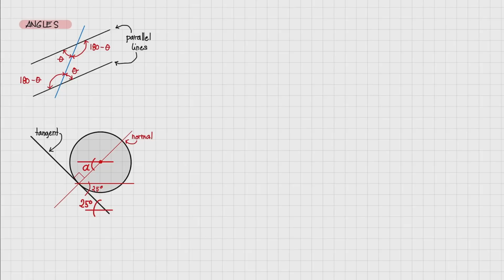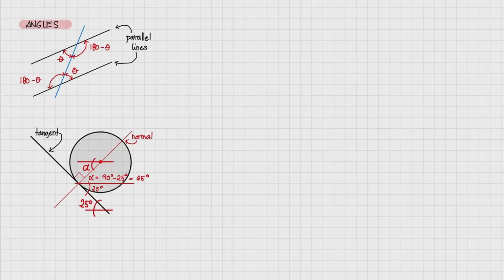So, we could say that this is alpha. Now, alpha would be equal to 90 degrees minus 25 degrees, and that would be equal to 65 degrees. So, makikita nyo yung logic. Diba? So, mahirap na mag-assume kaagad.